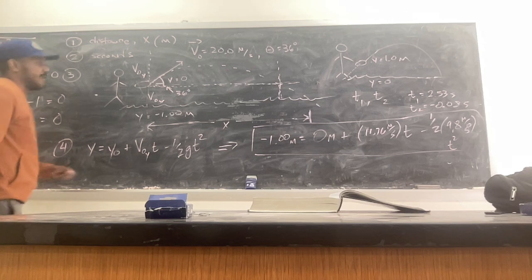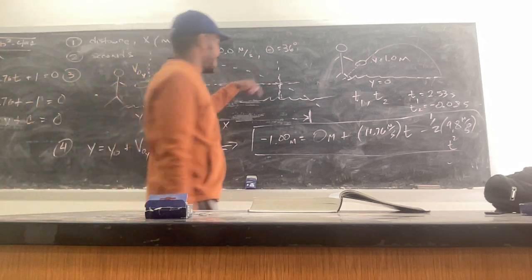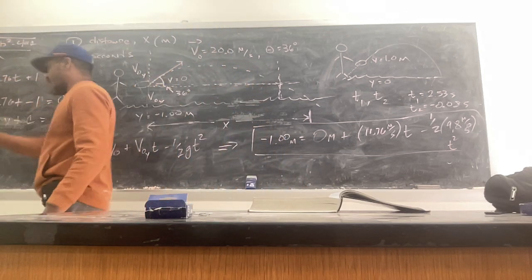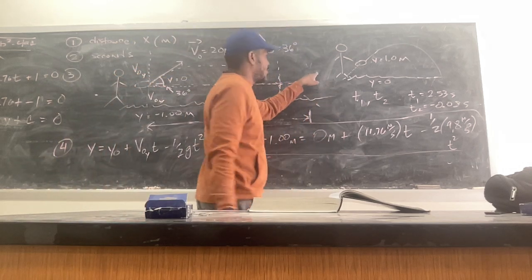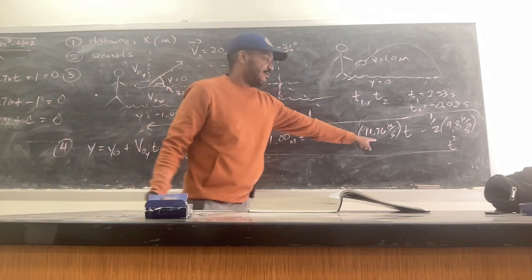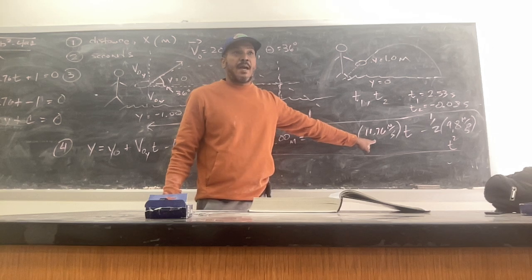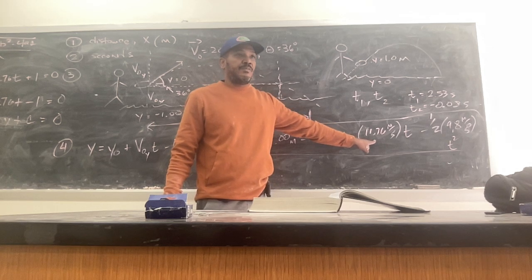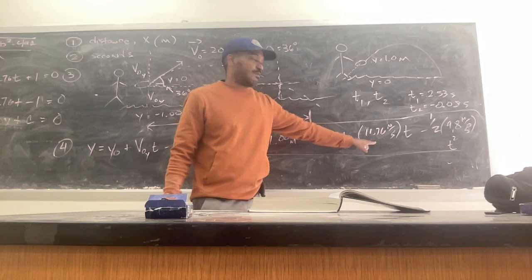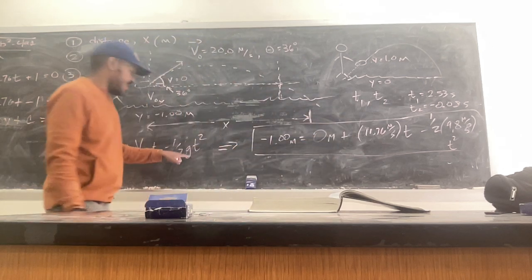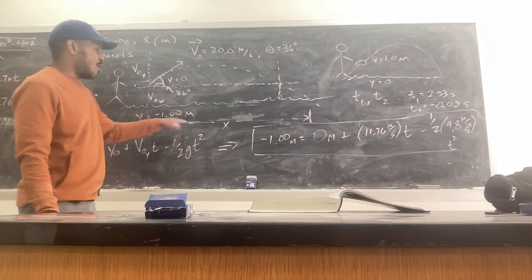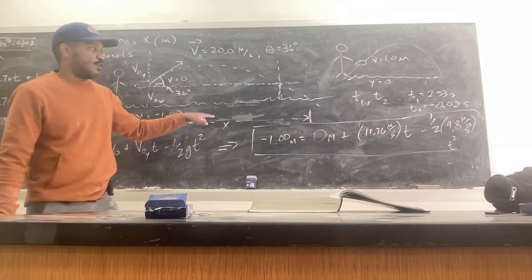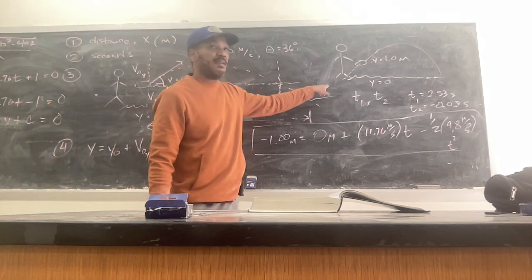Remember, you can't use the same V, right? Because now we're talking about horizontal. So we gotta use VO in the X. Here we use VO in the Y. So you gotta pay attention to that stuff. On this equation, we talked about Y and G. We use VO in the Y. But now we're talking about horizontal distance. So we're gonna use VO in the X.